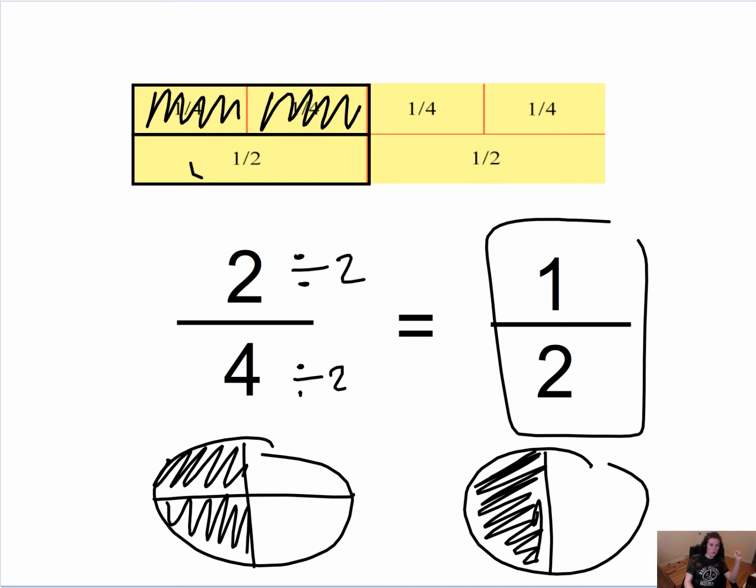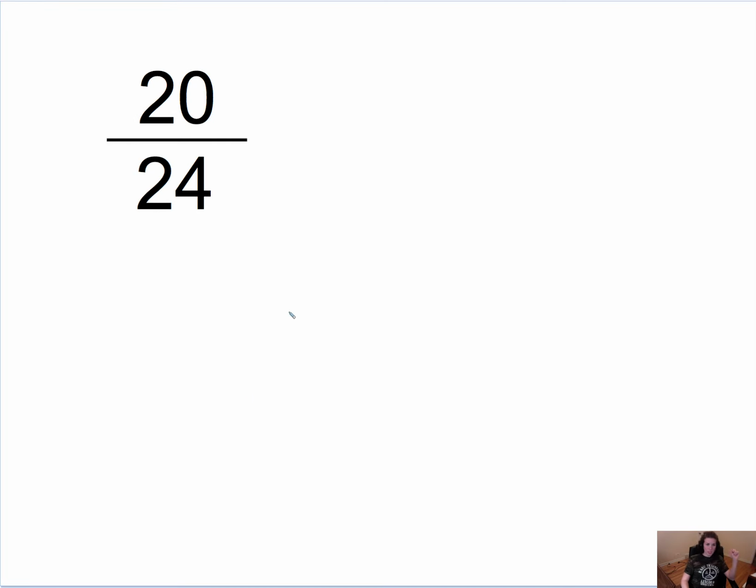Okay, so now let's do one without the fraction bars. 20/24. Now there's actually 2 ways of doing this. The first way I'm going to show you is with the greatest common factor. We just got done practicing greatest common factor, so this might be easier for some of you. First of all, let me just list out the factors. You don't have to do this every time, but for those of you who are confused, I'm going to show you how to do it.